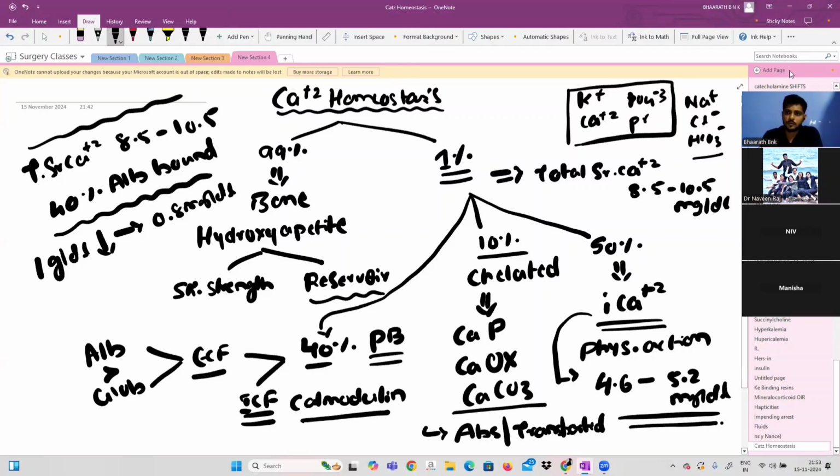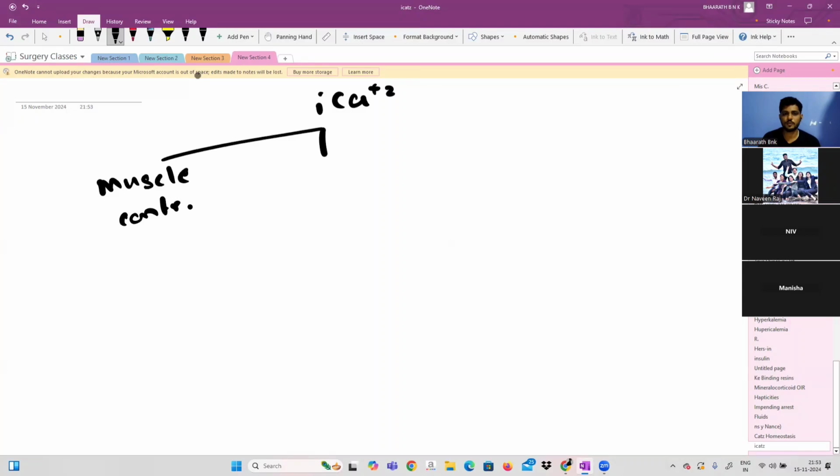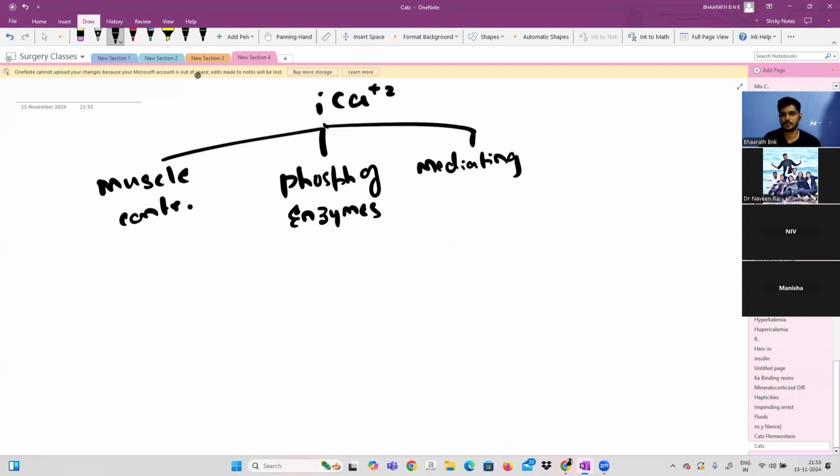Now, what does this ionized calcium do? Ionized calcium mainly serves muscle contraction. It is also responsible for phosphorylation of enzymes. And for mediating the effects of whatever hormones are released in the body, ionized calcium is required. Also, ionized calcium is required for activation of protein kinases.